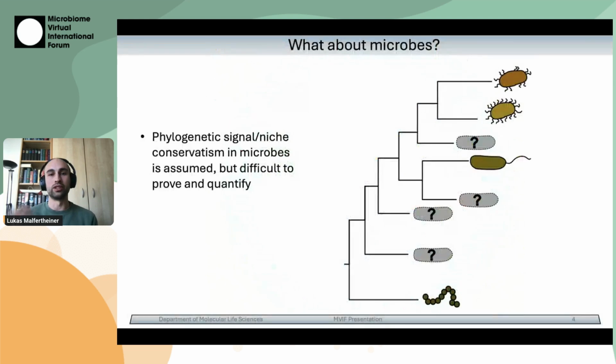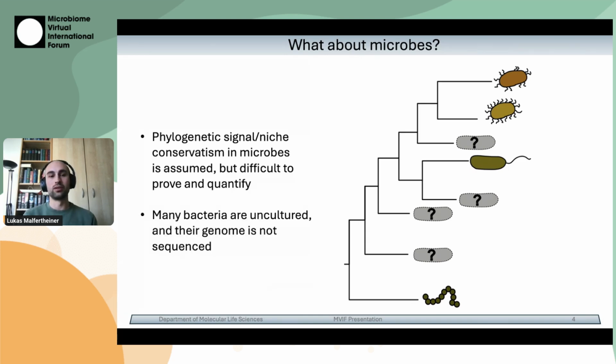So how does it look? What do we know about niche conservatism and phylogenetic signal in microbes? Generally, it is assumed to be there as well, but it is way more difficult to prove and quantify this. Despite this, it is used in many popular algorithms, such as UniFrac, for instance. Why is it so difficult to prove? Well, many bacteria are still uncultured, their genome is not sequenced, so we don't really know exactly what they look like or which traits they possess.